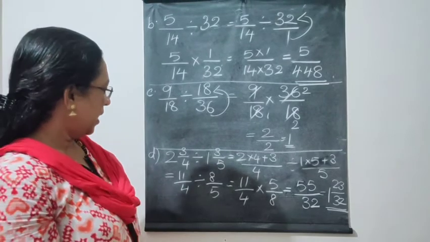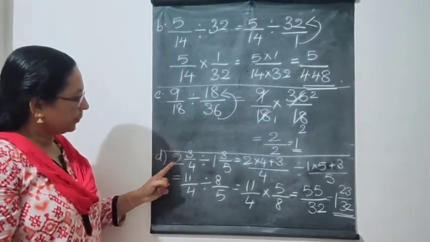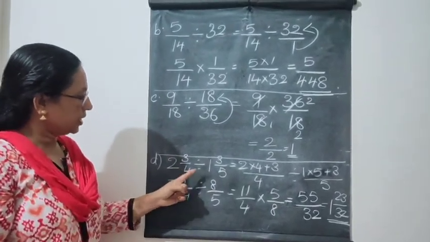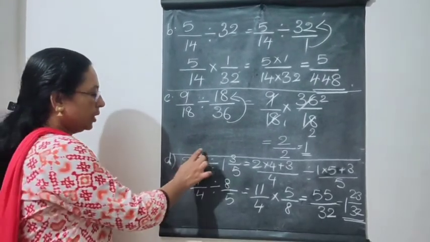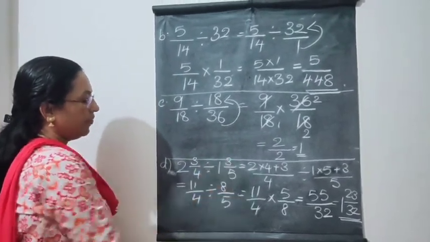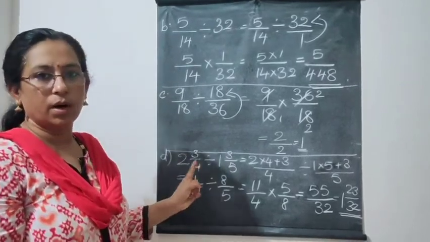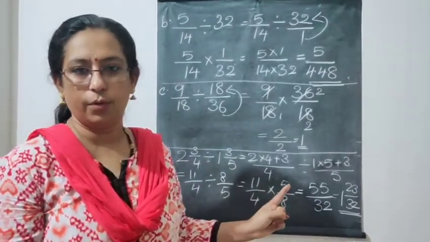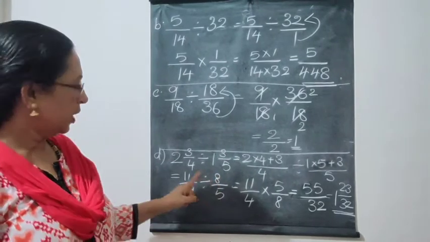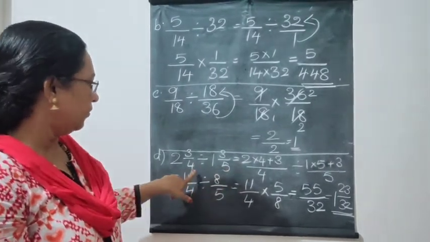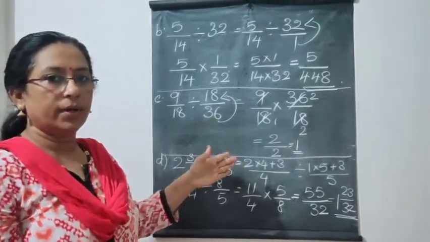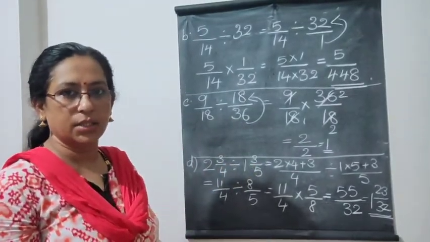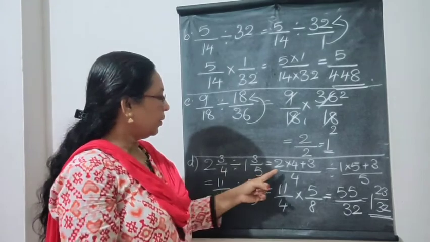Okay. Now one more example, a mixed fraction divided by a mixed fraction: 2 3 by 4 divided by 1 3 by 5. A mixed fraction we have to convert into an improper form first. So convert into improper form. We know the steps for how to convert into improper form. We have learned all this in the last classes. Okay, so do it fast.